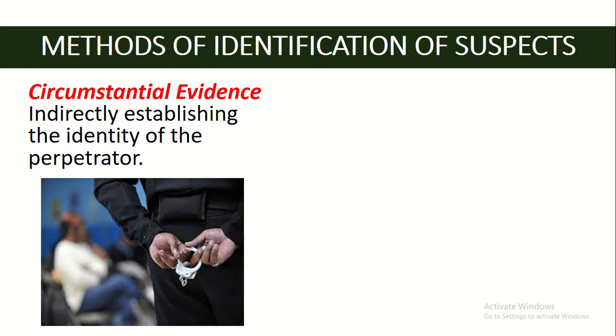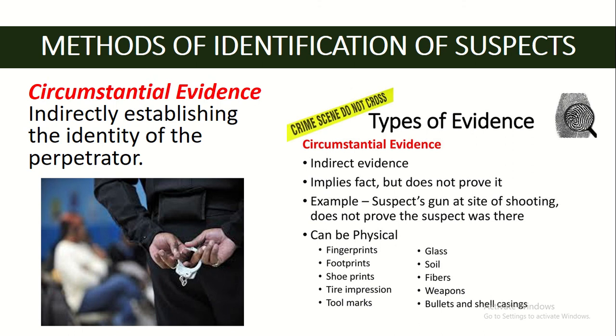Another method of identification of suspect is through circumstantial evidence. Here, the suspect can be identified through inferences which come from indirect or circumstantial evidence. By the very nature of circumstantial evidence, it must be noted that it implies a fact but does not prove the fact in issue. Example, the suspect's gun at the site of shooting does not prove the suspect was there.